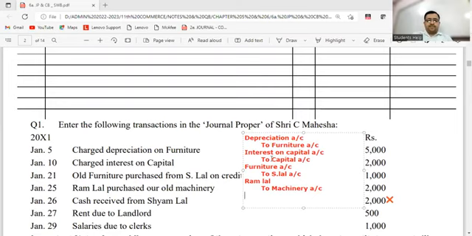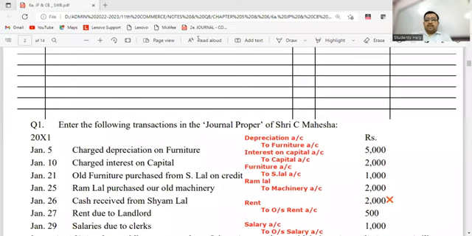Then it is cash received from Shamlal, won't be recorded here. Then it is rent account debit to outstanding rent account. And children, salary due to clerk, it's salary account debit to outstanding salary account. Heard this well? Understood how to prepare journal proper? Exactly like journal. The only difference is you need to filter out the transactions. Heard well? Any query? Okay, sir.